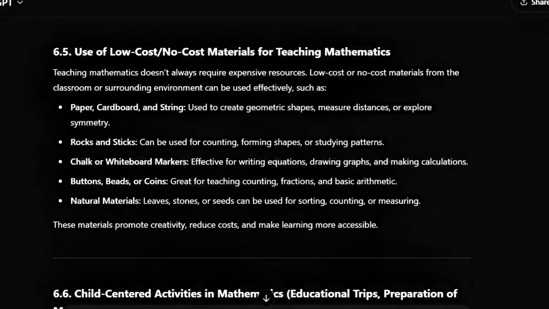Rocks and sticks can be used for counting, forming shapes, or studying patterns. Chalk or whiteboard markers are effective for writing equations, drawing graphs, and making calculations. Buttons, beads, or coins are great for teaching counting, fractions, and basic arithmetic. Natural materials, leaves, stones, or seeds can be used for sorting, counting, or measuring. These materials promote creativity, reduce costs, and make learning more accessible.